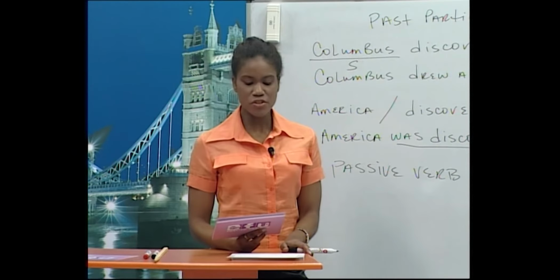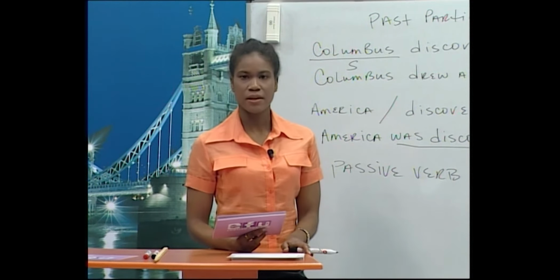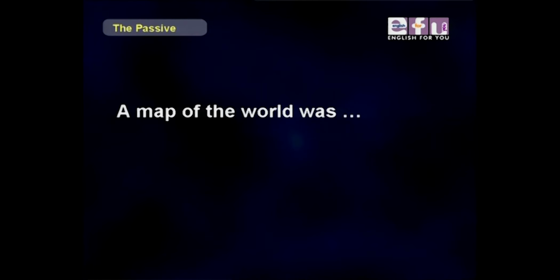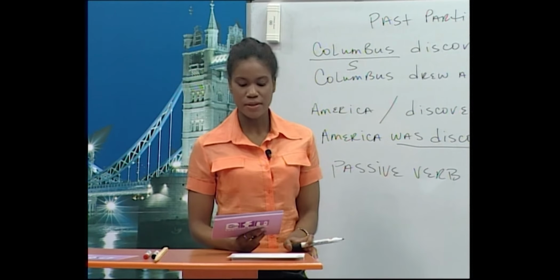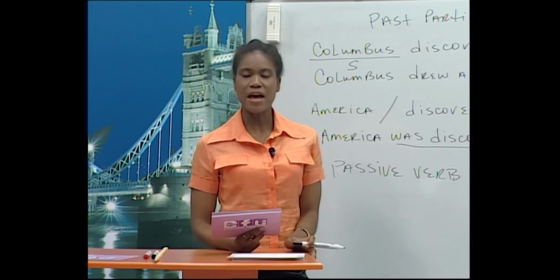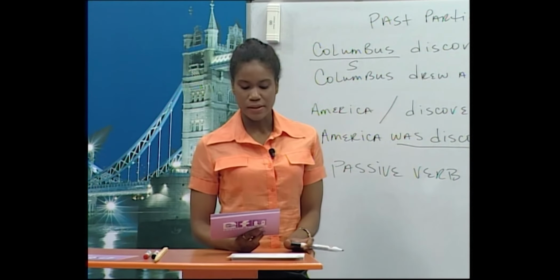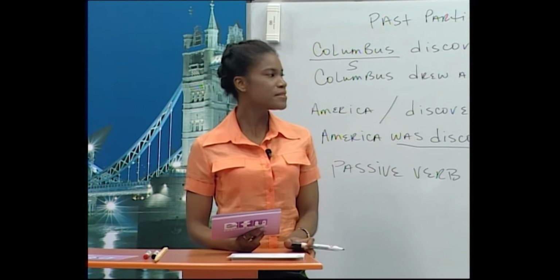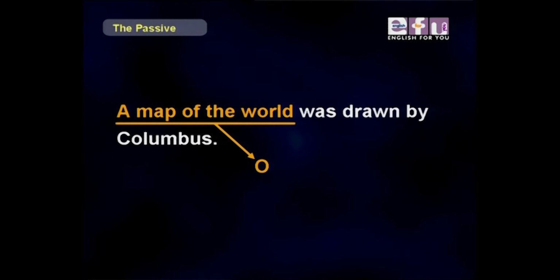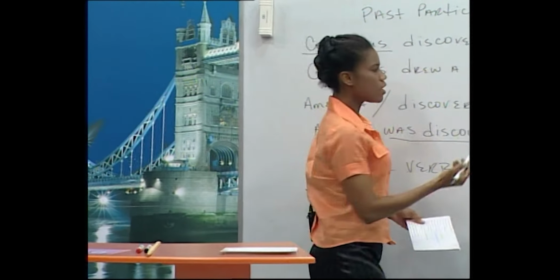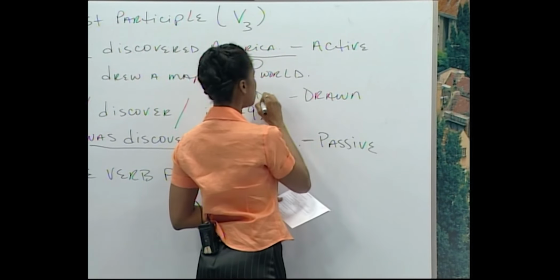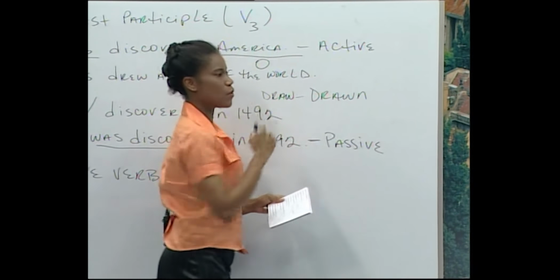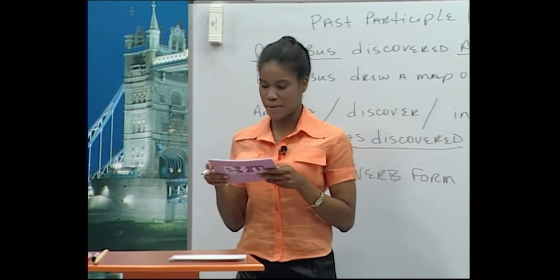Right, now let's try to say a passive sentence. Alberto, you start. A map of the world was. Very good. A map of the world was. That's the object, so we have to start with that. Can you complete the sentence, Alberto? A map of the world was drawn by Columbus. Yes. Now, drawn is a special form of the verb to draw. It's our past participle of draw, our verb 3.